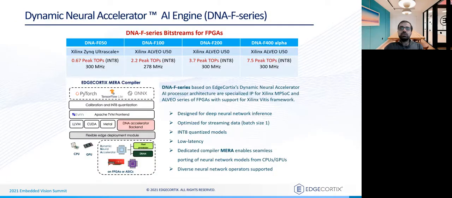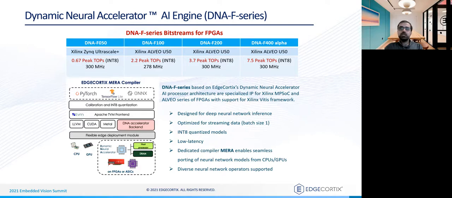The DNA F-Series are a group of specialized IP based on EdgeCortix's Dynamic Neural Accelerator AI processor architecture. It's designed for deep neural network inference on Xilinx MPSOC and ALVEO FPGAs, optimized for high-resolution streaming data. Today, we will demo the DNA F200 AI engine that delivers 3.7 TOPS running at 300 MHz on ALVEO U50 FPGA card and can be deployed easily with Docker containerized environments on edge servers.